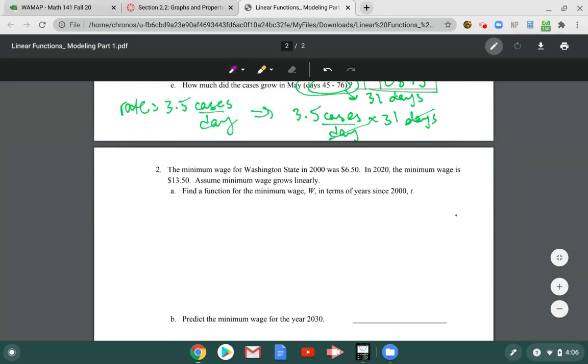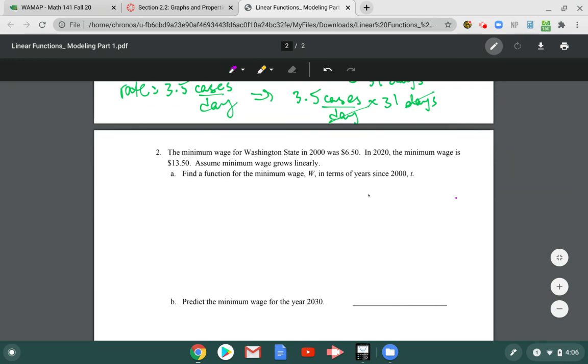In number 2, the minimum wage for Washington State in 2000 was $6.50. In 2020, the minimum wage is $13.15. We're going to assume that the minimum wage grows linearly. We're going to find W in terms of the years since 2000, T. So let's go ahead and just make ourselves a little grid here. So this is going to be year 2000, year, and I'm going to put another one, years since 2000, since we're really asked to do it in terms of that. This is going to be our T.